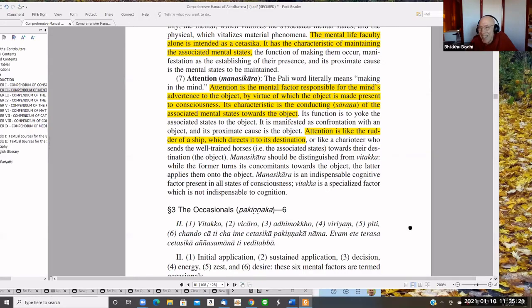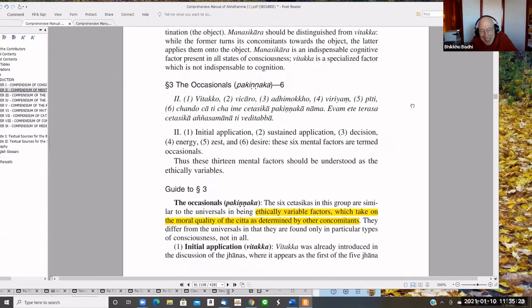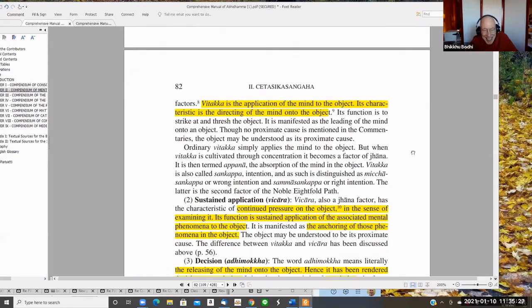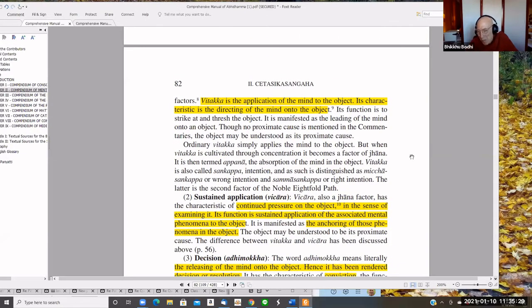If the distinction is not very clear to you, it's also not very clear to me. But this is what is said in the text.